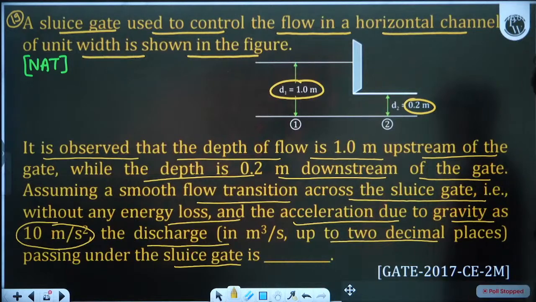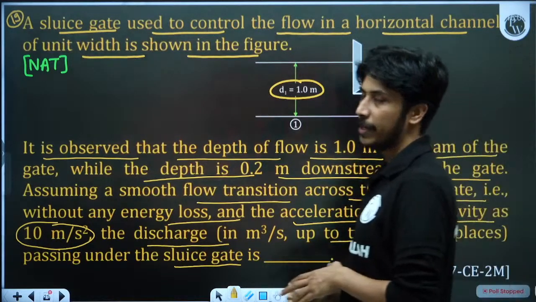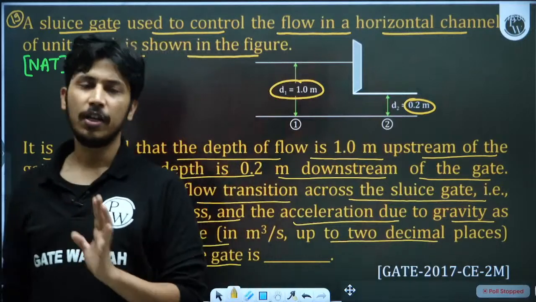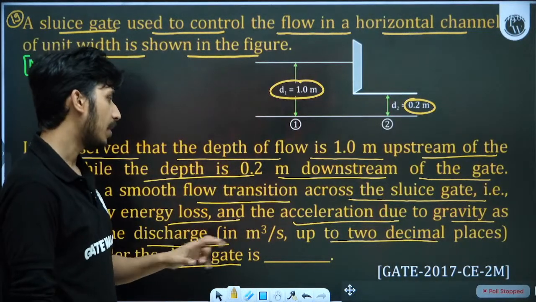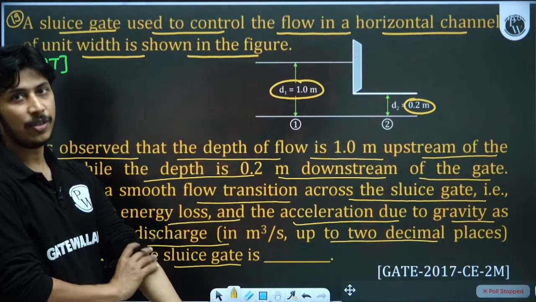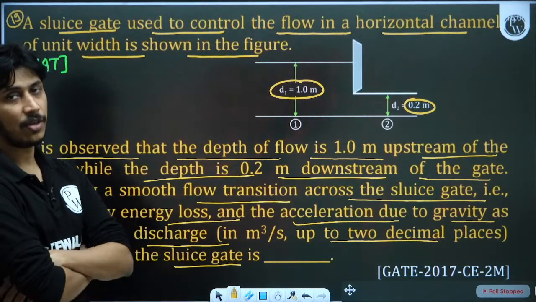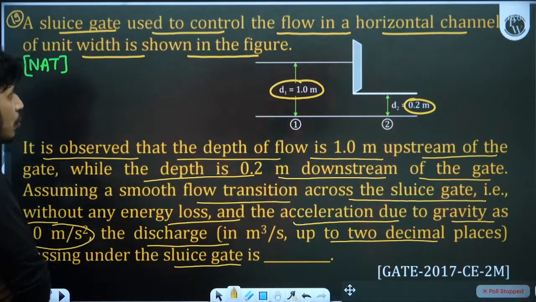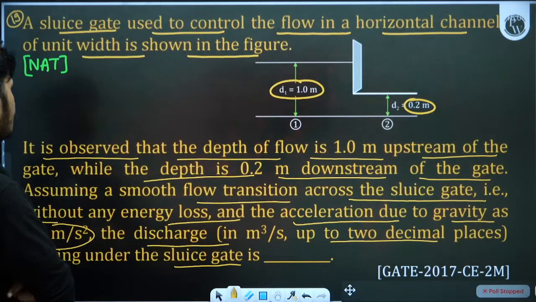Okay, so some students are saying 0.816, some are saying 0.81, some are saying 0.82. First of all, let me tell you, you have to give the answer in 2 digits after decimal. So the correct answer will be 0.82. But some students are also giving 0.77, some students have given 1.09. So let us see what is the correct answer here.